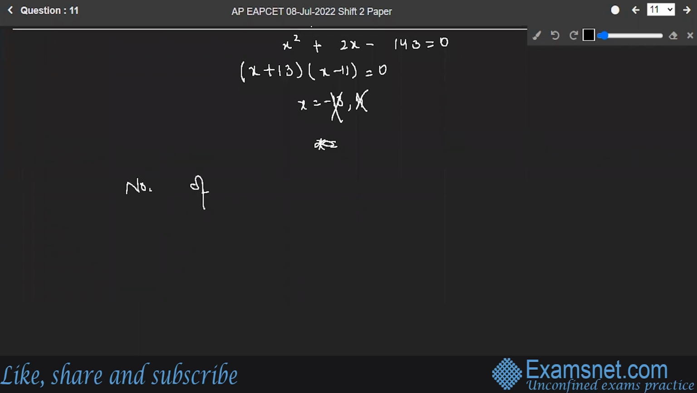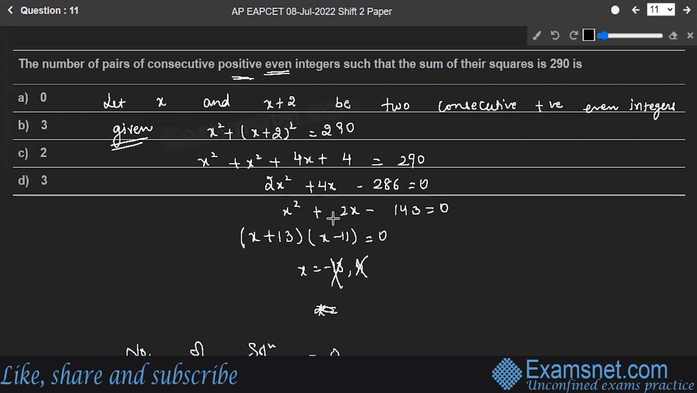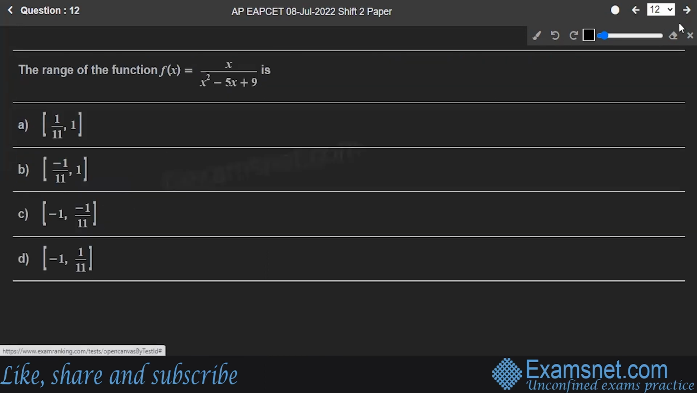Number of solutions is equal to 0. Let's check: the number of pairs of consecutive positive even numbers such that the sum of the squares is 290 is 0. Option A. Right? Next is question number 12.